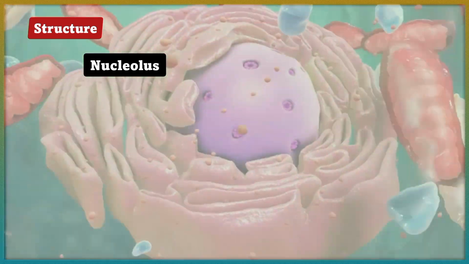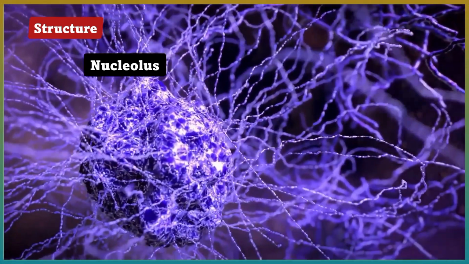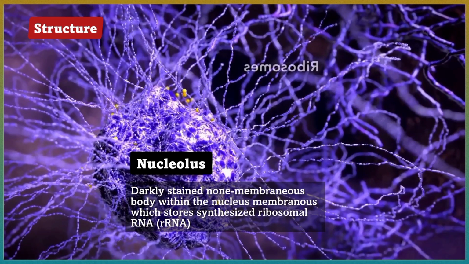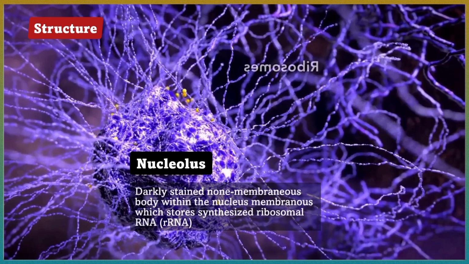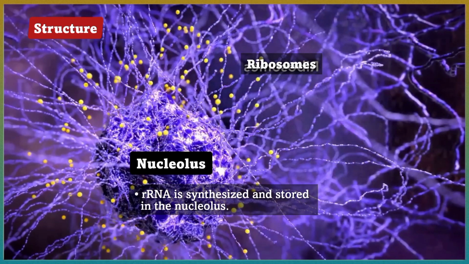Nucleolus. It is a darkly stained body within the nucleus, and is without any membranous boundary to separate it from the rest of the nuclear material. There may be one or more nucleoli in the nucleus. The ribosomal RNA, rRNA, is synthesized and stored in the nucleolus.